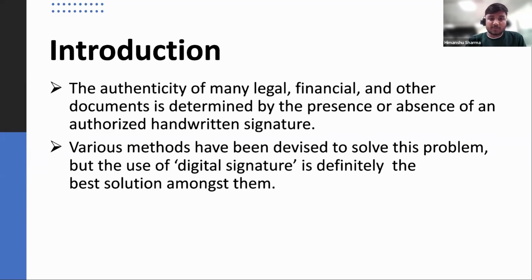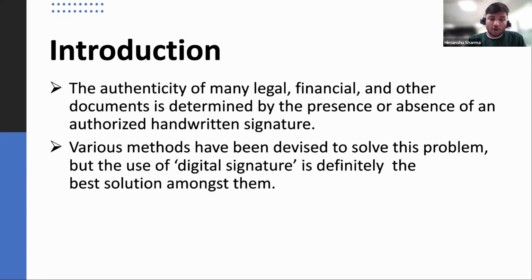Various methods have been devised to solve this problem, but the use of digital signatures is definitely the best solution among them. A digital signature is nothing but an attachment to any piece of electronic information which uniquely represents the content of the document and the identity and originality of the document.